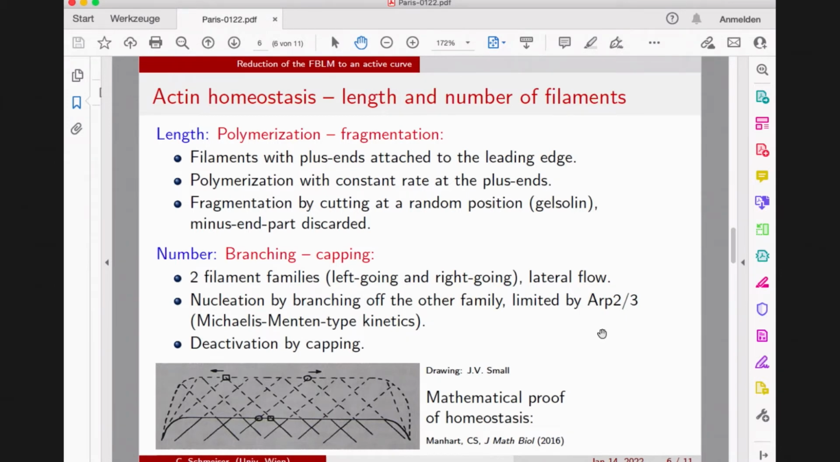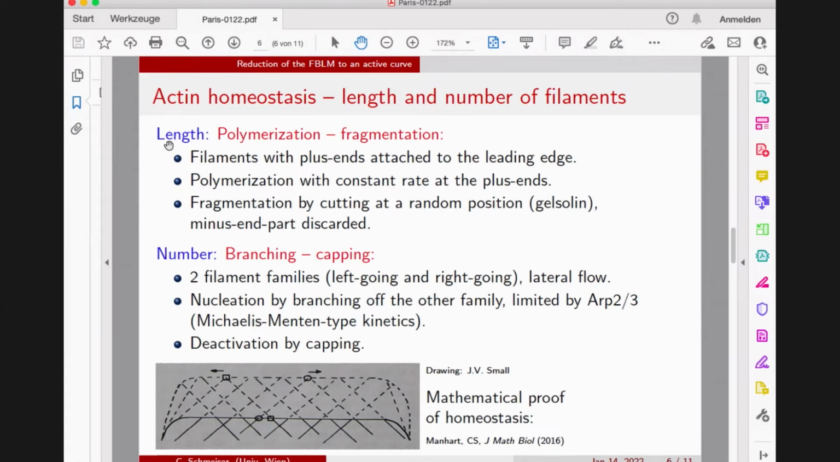So, first of all, the eta actually carries two pieces of information. It carries information about the number of filaments, so how densely the filaments lie along the leading edge. But it also carries information about the length distribution. So these are actually two different things. And so let's first look at how we model the length distribution.